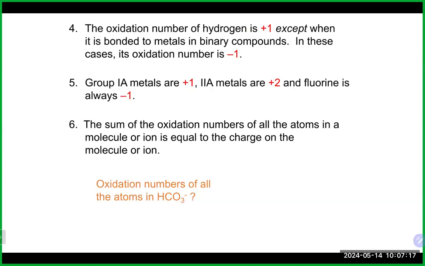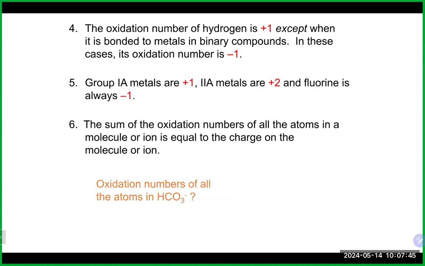The oxidation state of hydrogen is going to be +1, except if it comes in a binary compound after a metal, and then it's really hydride, which is -1. So if you had LiH, then the oxidation state of hydrogen would be -1 in that particular case. Everybody in group 1 and group 2 has their normal charges or oxidation numbers. So +1 and +2 for those guys.